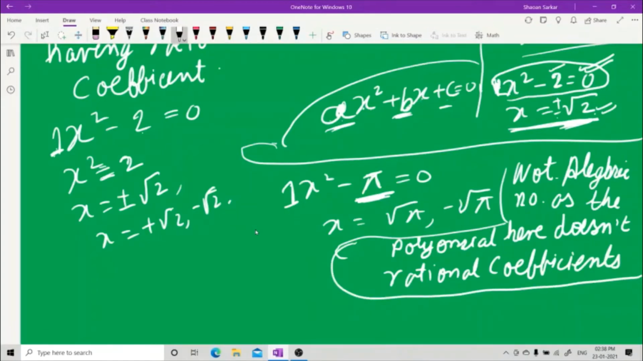See, pi is irrational. This is rational. The polynomial is no more a rational polynomial. This is an irrational polynomial, and these roots are no more algebraic.